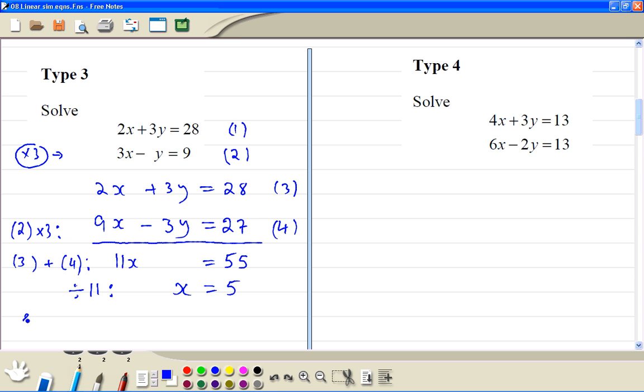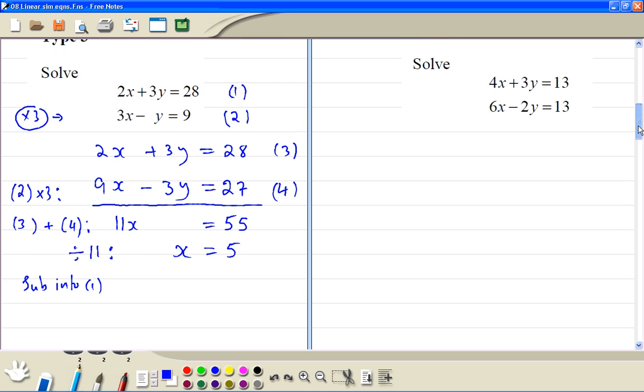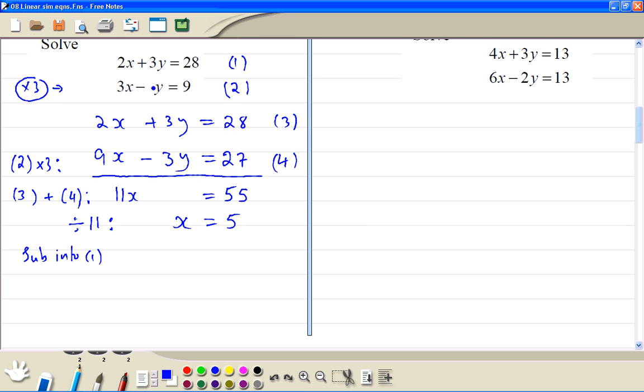Then sub into equation 1. So we have 2 times 5, which is 10. 3y is equal to 28. Subtract 10 from both sides. So we get 18. Divide by 3. We get y equal to 6.